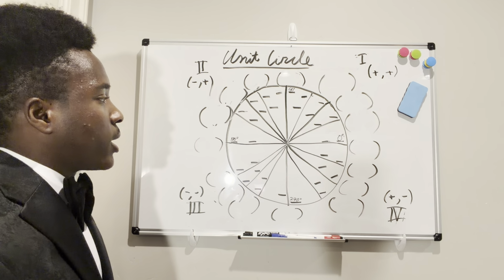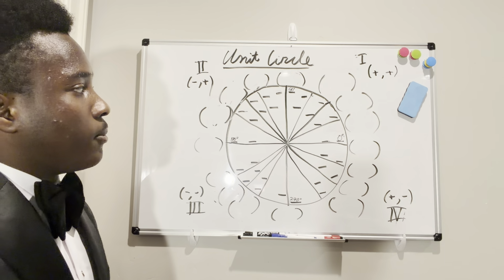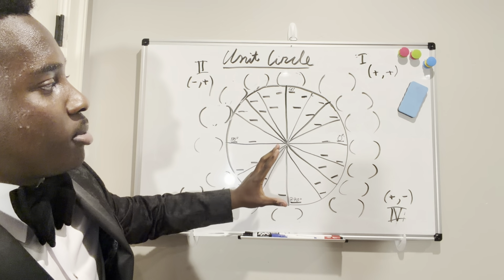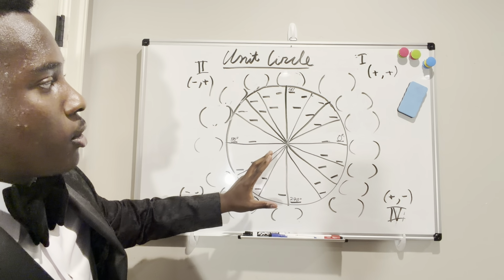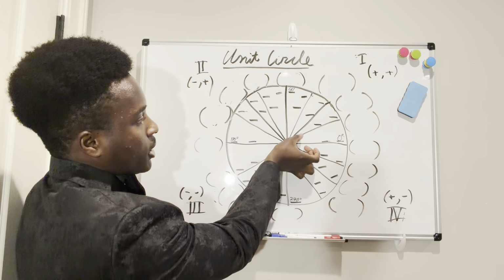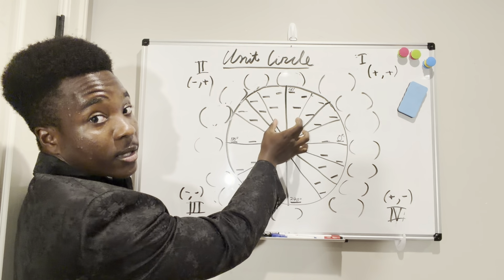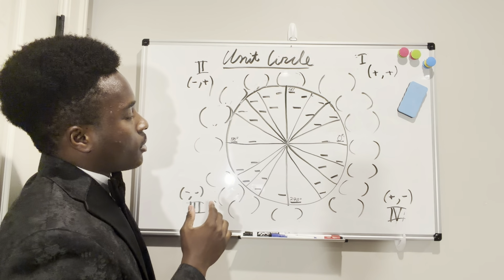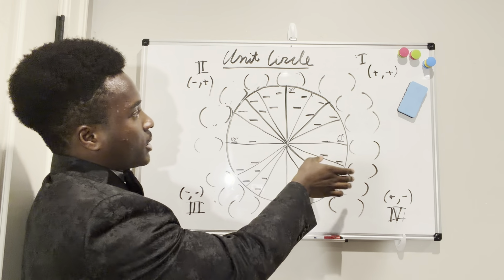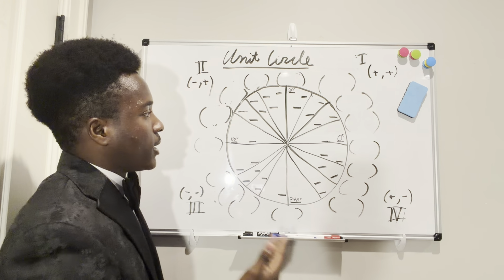And when it comes to memorizing the other degrees, you can imagine that each quadrant is split into 30 degree fragments. Right here, this fragment is 30 degrees, this fragment is 30 degrees, and this fragment is 30 degrees. What this means is that each 30 degrees all adds up to 90.